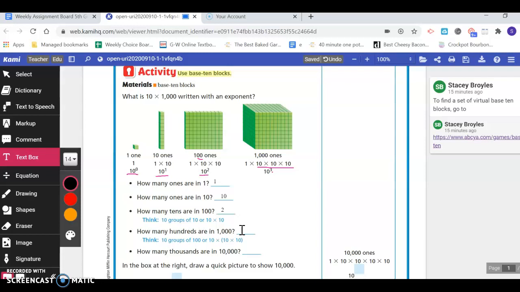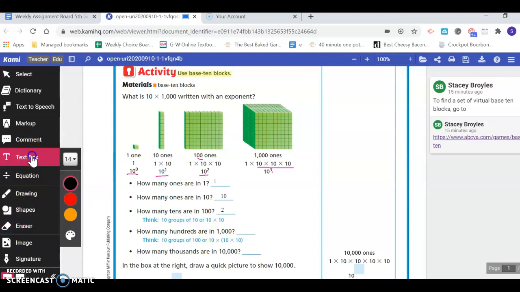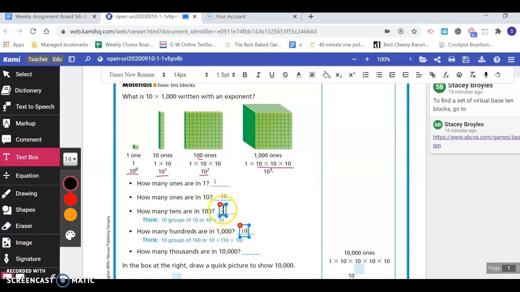Well, I need to think. There are 10 groups of 100, or 10 times 10 times 10. So I have 10. Let's go back here. I don't think that's right. I have 10 tens. Right, because 10 times 10, not 2. 10 times 10 makes 100, boys and girls. I don't know what I'm thinking.